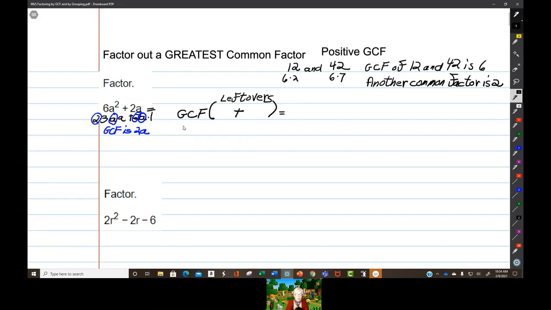Okay, so 2a is the GCF. And then a handy way to do this is once you've written down the 2a, you can go ahead and mark it out, so it doesn't get in the way of your writing your leftovers. Here are the leftovers. There's a 3 and an a left over in the first term. And then there's a plus 1 left over in the second term.